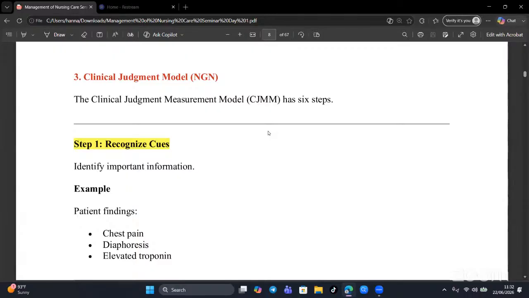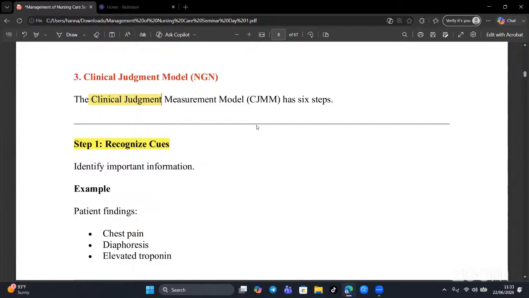Clinical judgment. This is where a lot of people struggle, especially those who write the exams. Recognizing cues, analyzing cues. It is one of the challenging issues with nursing licensing exams. Or rather, it is one of the challenging issues for most nurses, especially new graduates and student nurses. We call it clinical judgment.